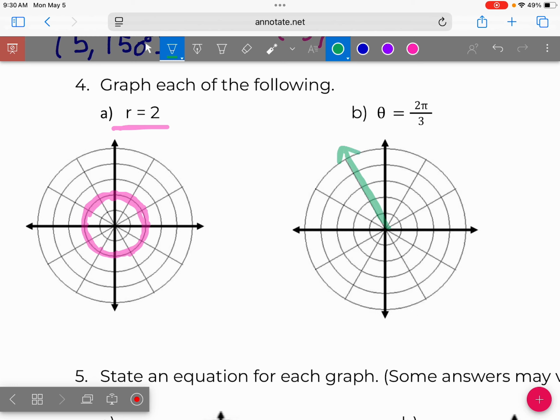I can go further. However, we also just saw when we were graphing these points that we can include negative radiuses. So it's not actually just right here. We also need to include those negative radiuses. So it's going to be the full line like this. This is also 2 pi over 3. They just have negative radiuses.